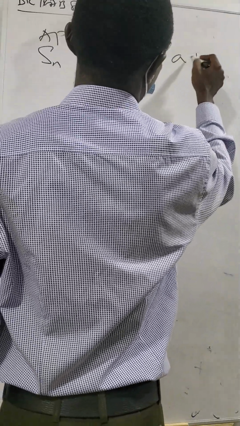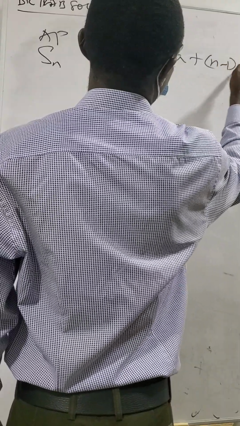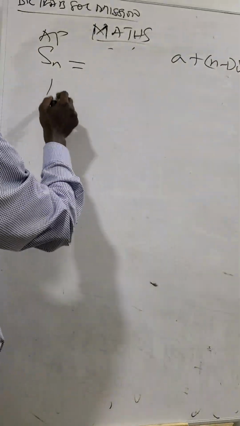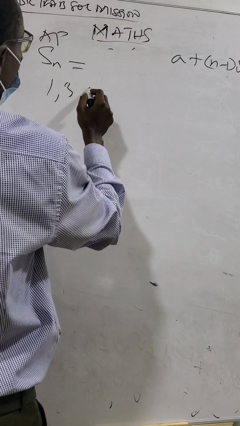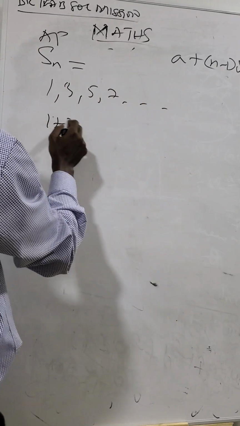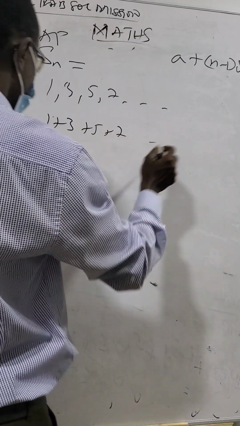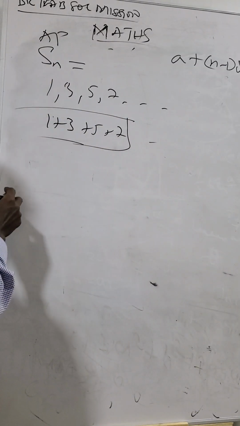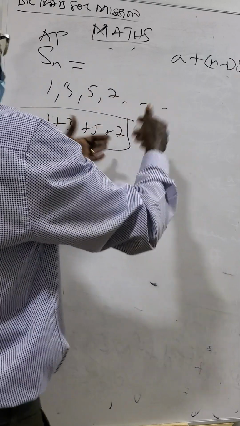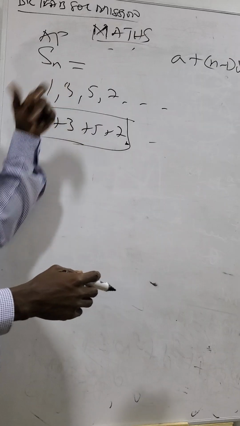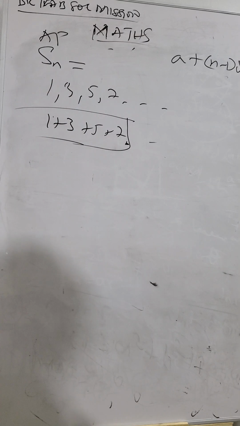What is the formula? a plus n minus 1 d. Now the formula for summation, let's say we have 1, 3, 5, 7, and so on. The summation is 1 plus 3 plus 5 plus 7, and so on. Let's say we are summing to this point. That becomes the summation. So usually it is the summation up to a point, starting from the first one. That's what this formula is going to give us.